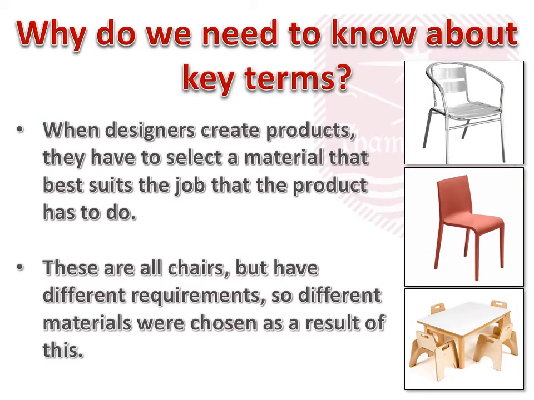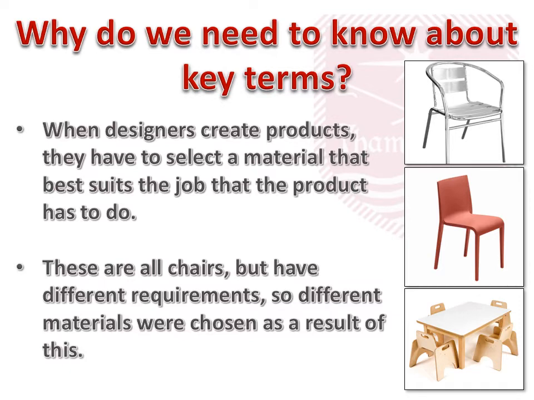Okay, so the first thing we need to know about key terms is that when designers create products, they have to select a material that best suits the job that it has to do. So we can agree that on the slideshow there are 3 chairs. They're all for the same core purpose of sitting down on, but they're all made of different materials. They also have different designs, and the designers chose different materials because they have different requirements and different jobs to do.